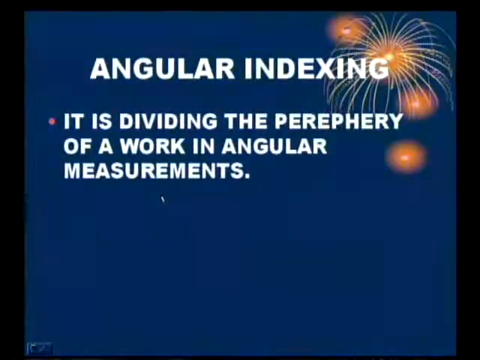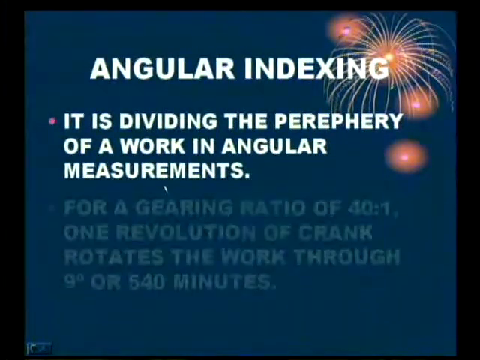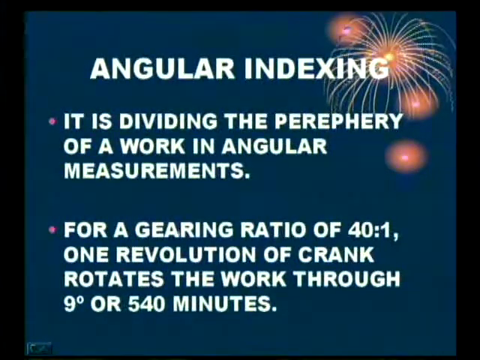So, lastly, angular indexing is another method. This indexing method divides the periphery of a work in angular measurements, number of divisions in angular measurements. So, for a gearing ratio of 40:1, one revolution of the crank rotates the work through 9 degrees or 540 minutes. The gear ratio, as I told you, is generally 40:1, though some gear ratios may vary. For 40:1, 40 is the number of teeth on the worm wheel and a single thread worm is there.